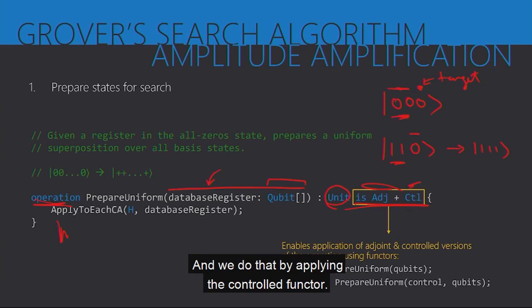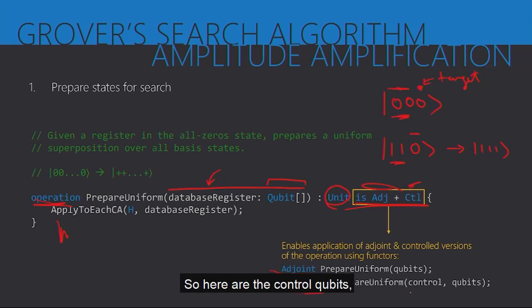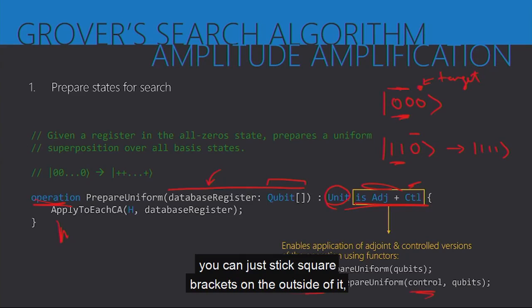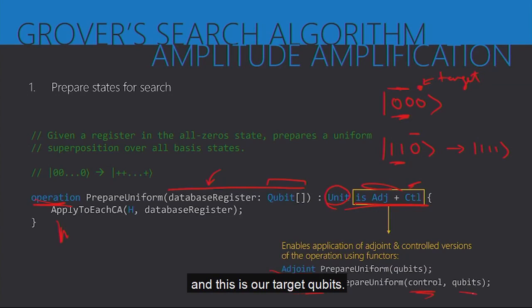And we do that by applying the controlled functor. So here are the control qubits. That has to be a qubit array. If you just have a single qubit, you can just stick square brackets on the outside of it, and that turns it into an array. And this is our target qubits.